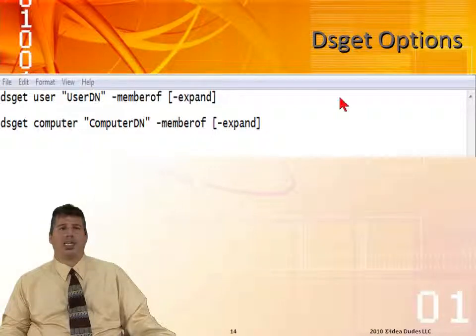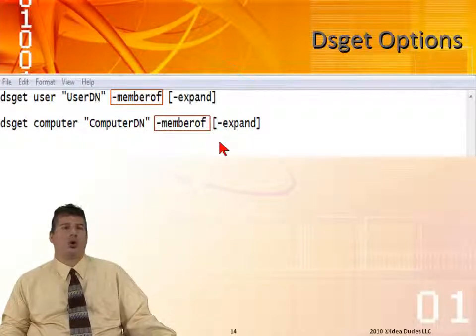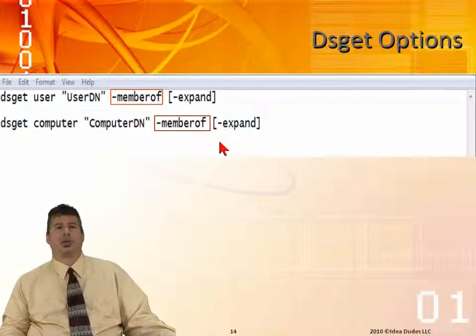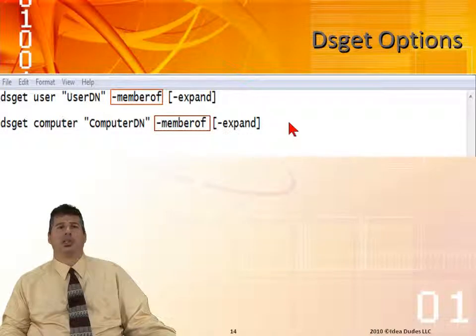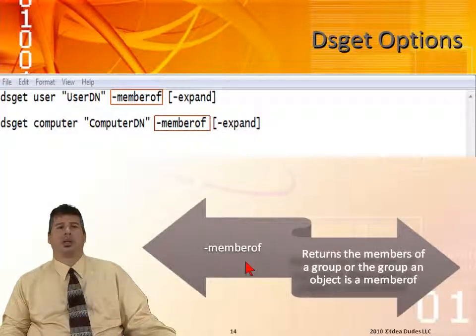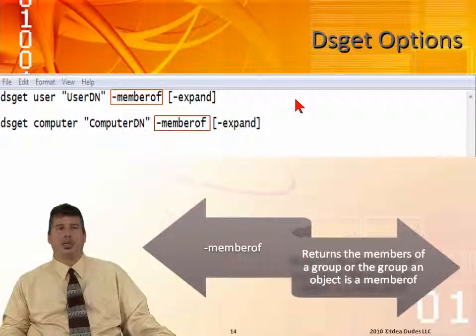Now, when we're looking at dsget, we can also do it through the user. And you can see memberof. The memberof is saying, okay, who is a member of this group? So then expanding will give us all the information about it, and returns the groups that an object is a member of. And then expand is going to show us exactly who is in this group.